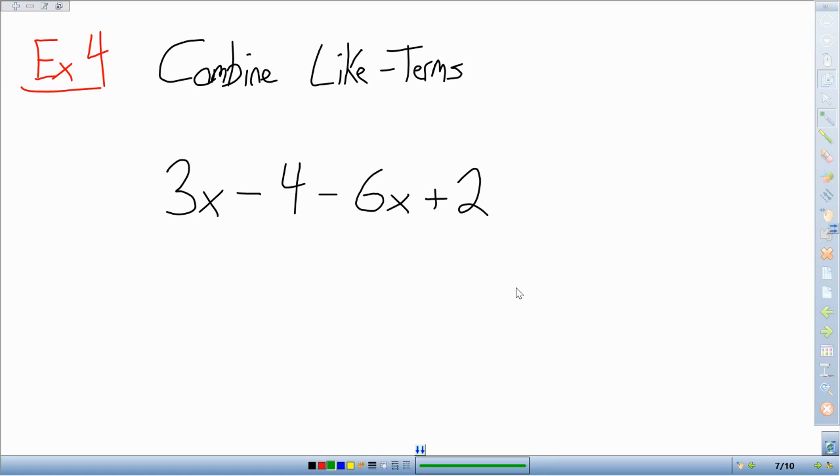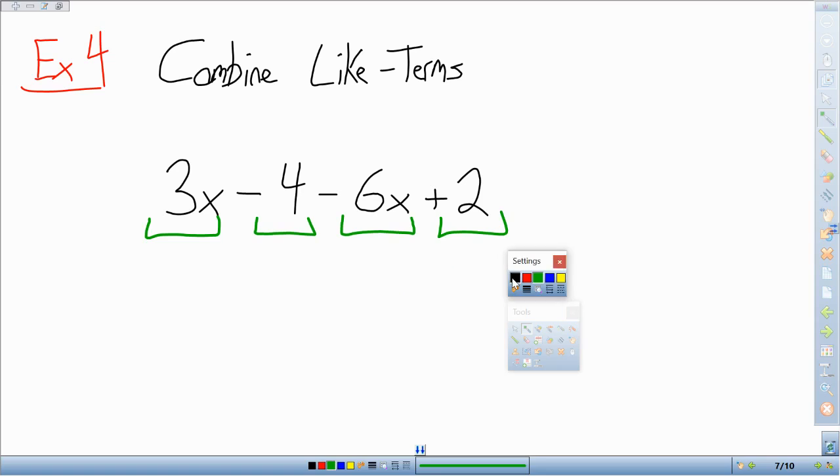But let's point out how many terms we actually have here. Remember, terms are separated by addition and subtraction symbols. So here's what I noticed. We got one term here, one here, here, and here. 4 terms. And we want to combine like terms.